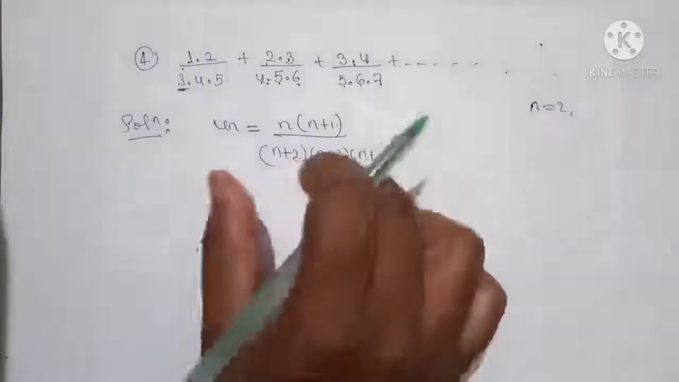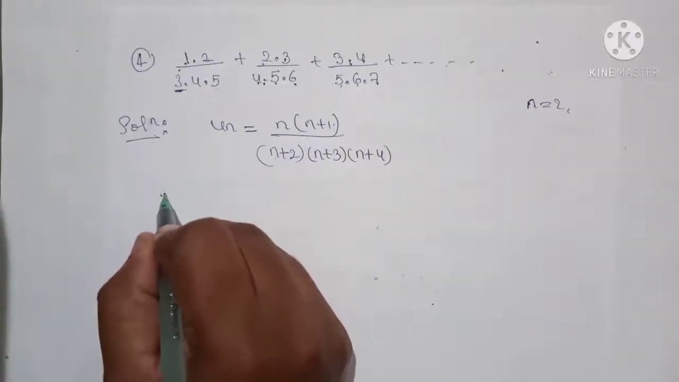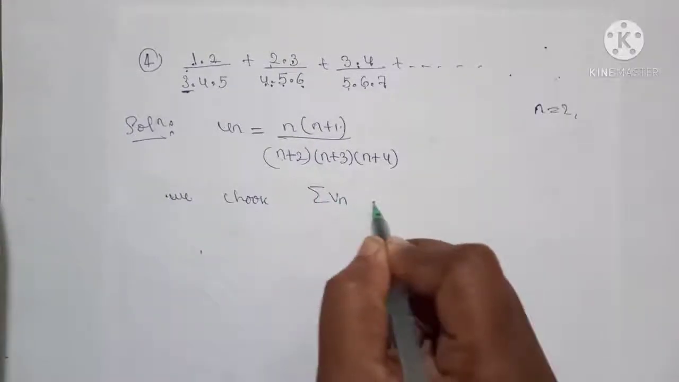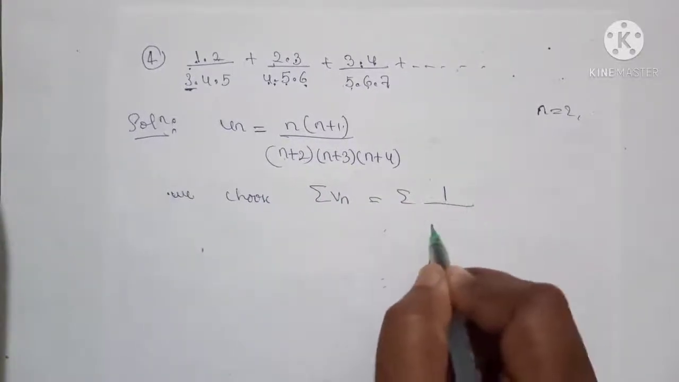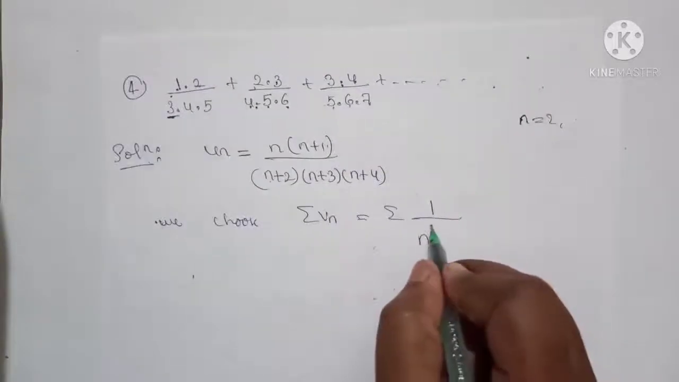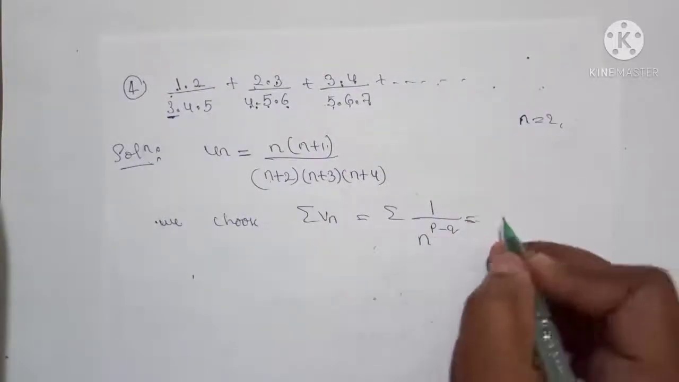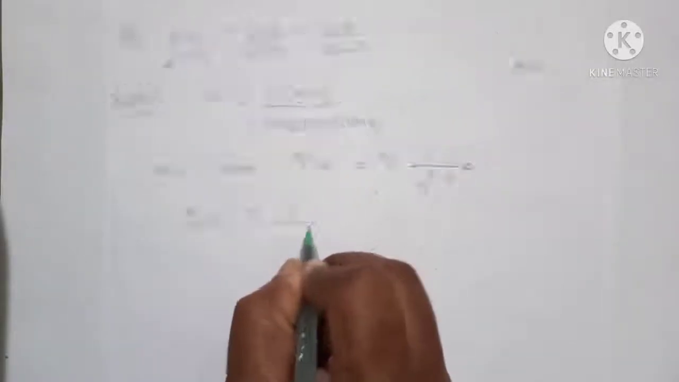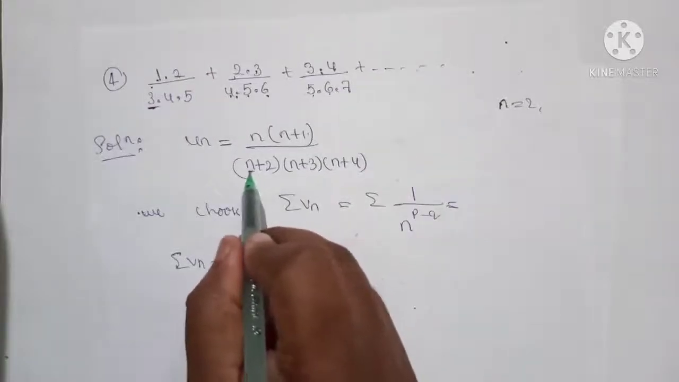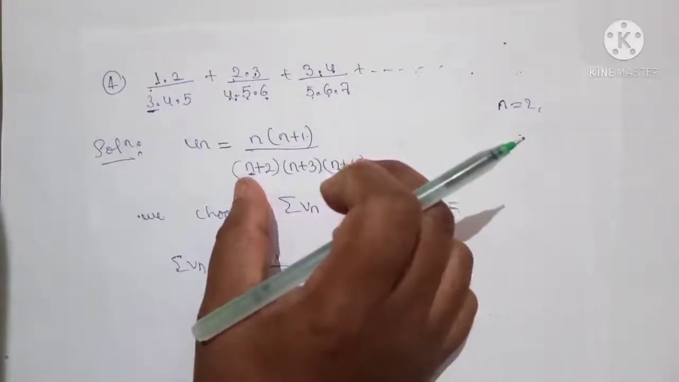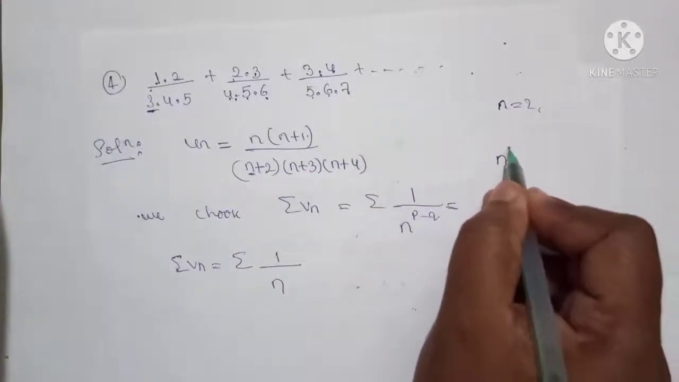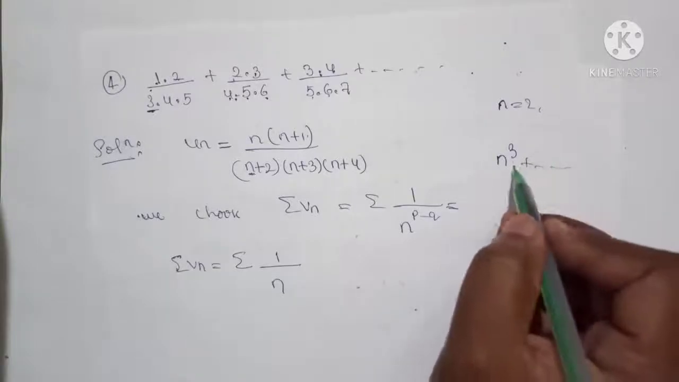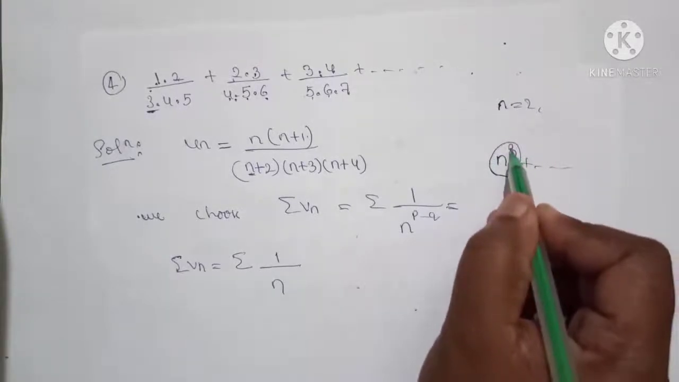Next, by comparison test, we need to choose summation Vn, which is equal to 1 divided by n raised to p minus q. So p minus q means highest degree in the denominator minus highest degree in the numerator. In the denominator, you can see that it contains 3 brackets. If you multiply these 3 brackets, the highest degree will be n cube. You will get remaining terms, which are different, but we need only the highest power. Highest power will be 3 only.